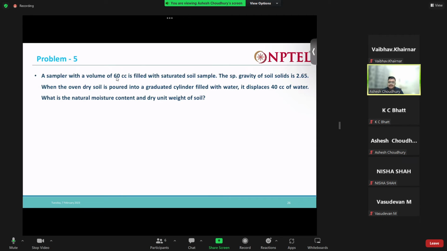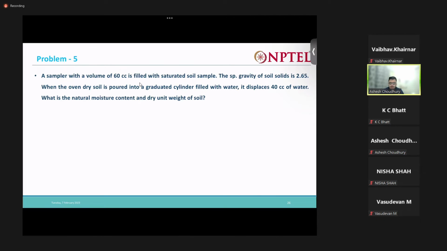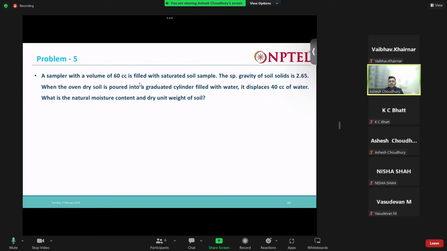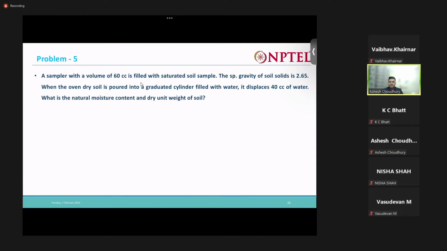A sampler with a volume of 60 cc, 60 centimeter cube, is filled with a saturated soil sample. The specific gravity of soil solids is 2.65. It's given to us, the specific gravity.